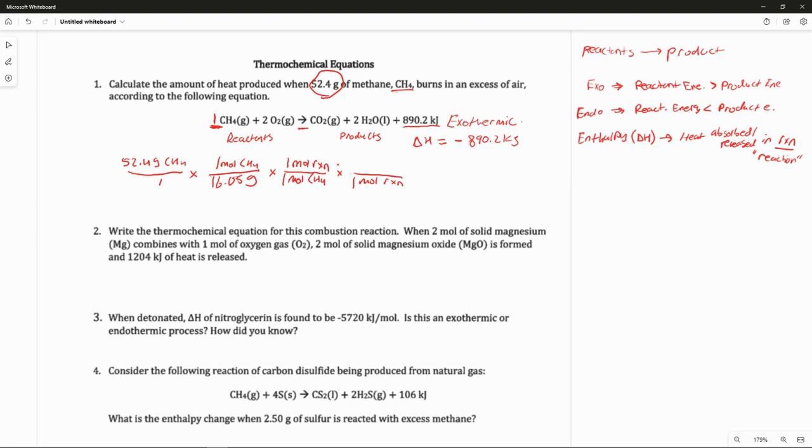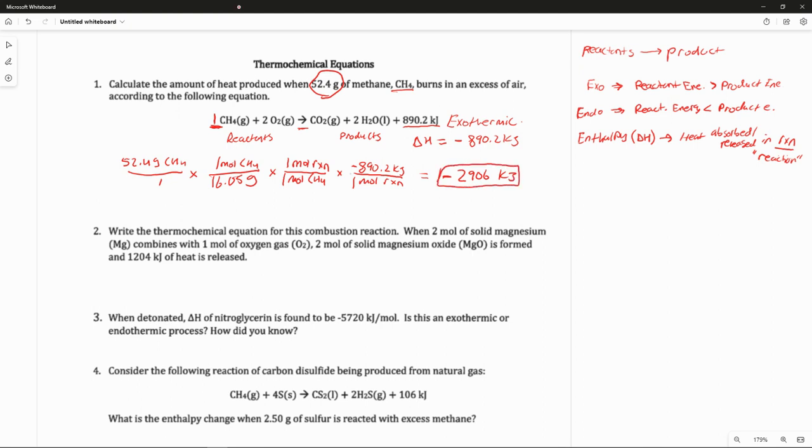And on top, we can put the value for delta H enthalpy because that is how much heat is released in this equation. So negative 890.2 kilojoules. And when you solve this, eventually you'll cancel out everything, including grams CH4, moles CH4, and moles of reaction, leaving you with kilojoules at the end. Multiply everything on top, 52.4 times 1 times 1 times negative 890.2. Click enter on our calculator and divide by 1 times 16.05 times 1 times 1. That will give you in the end negative, because we have a negative on the 890, negative 2,906 kilojoules.